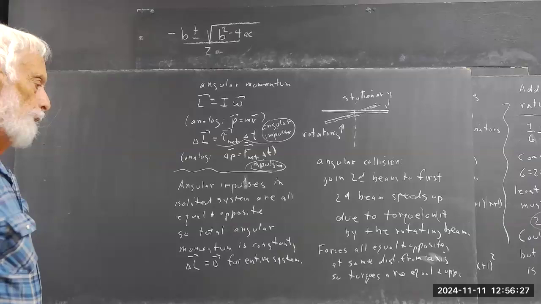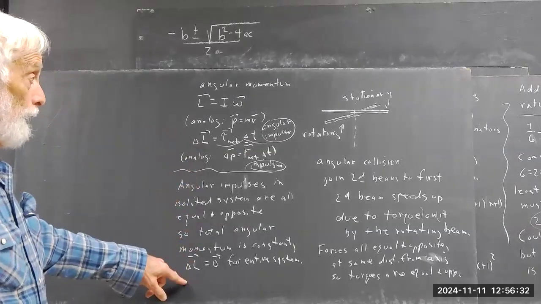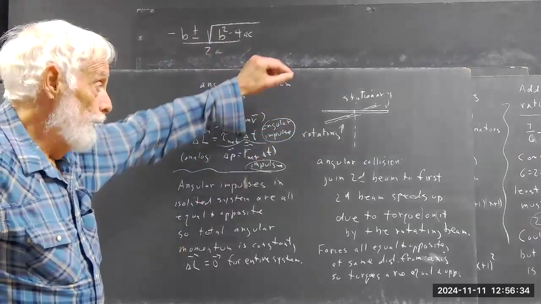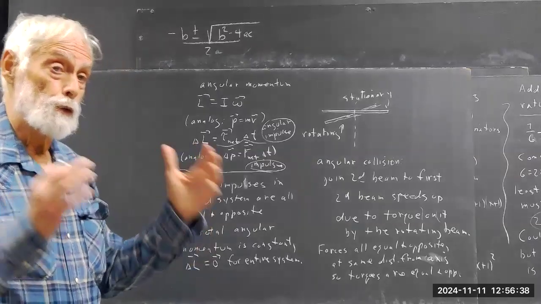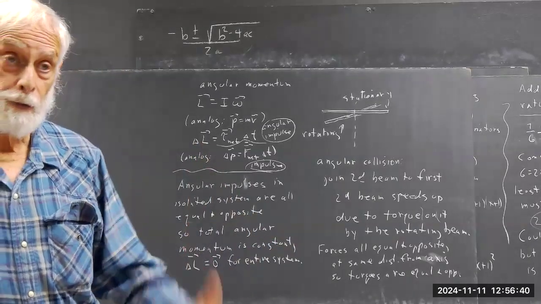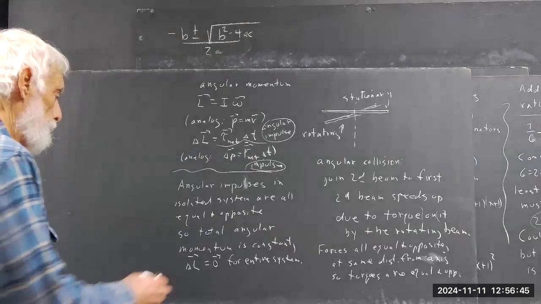The delta L is zero for the entire system, even though in this case each of these experiences a change in angular momentum. Their total change in angular momentum has to be zero. Okay, so let's solve a problem.